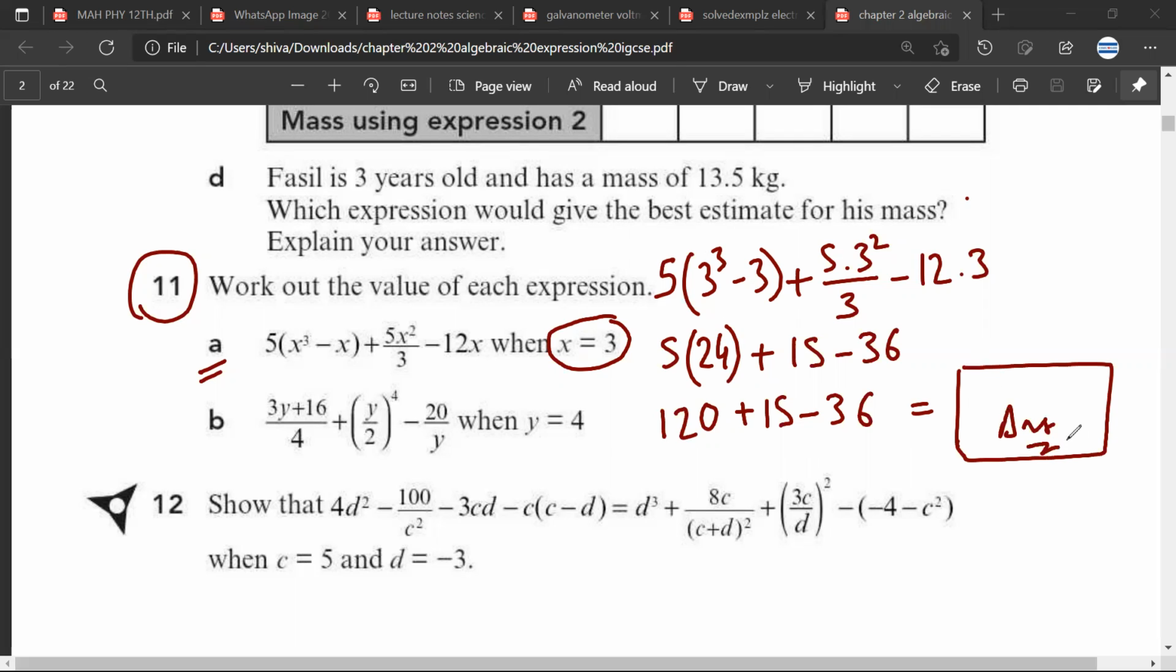So I got 97, but I forgot to subtract 3. Have you understood how to do it? Yes, sir.